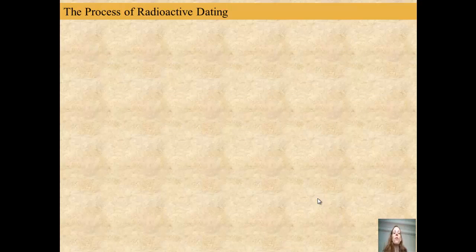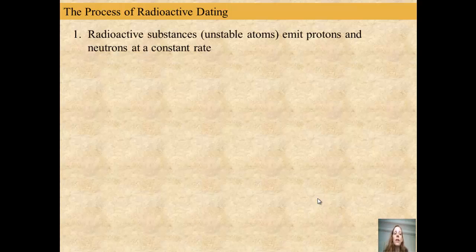All right, so the process of radioactive dating, how it actually works. Radioactive substances, also known as unstable atoms, are emitting protons and neutrons at a constant rate. Because that nucleus is unstable, it's trying to get rid of protons and neutrons so that it becomes more stable. Atoms are always trying to be stable. So when they're unstable, when they're an isotope, they begin to break down so they can become more stable.